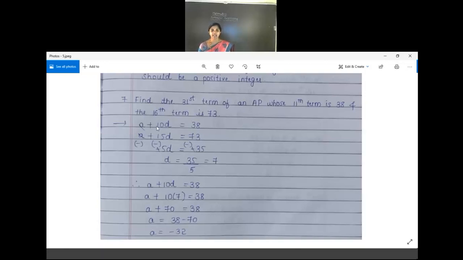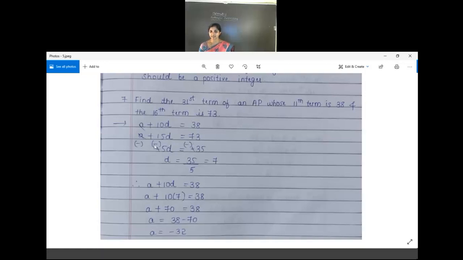We can write A plus 10D is equal to 38. Then the 16th term, we can take it in the form of A plus 15D. A plus 15D is equal to 73. Now we got two equations. Now you just observe A and A, both are in the same sign. So that's why we have to apply the sign change rule for this equation.